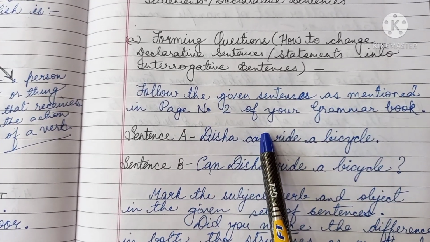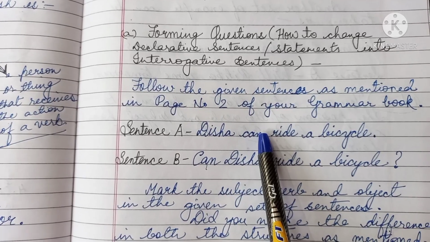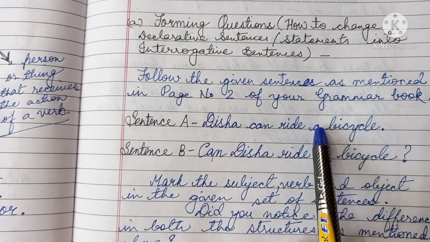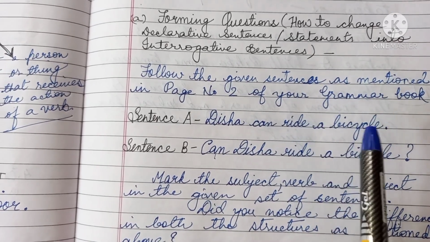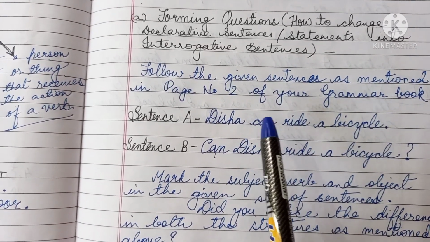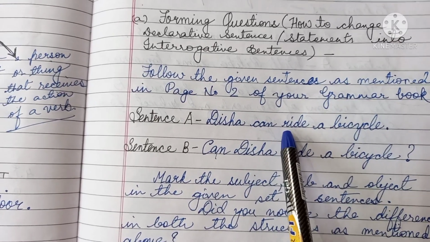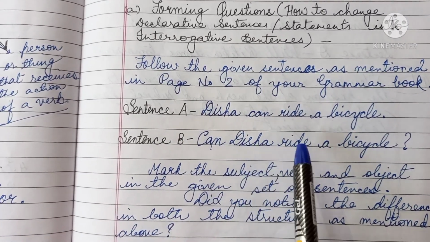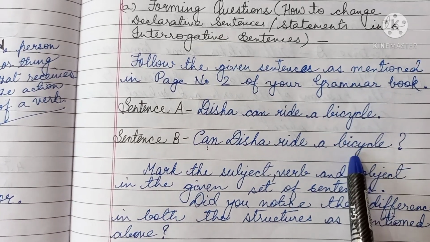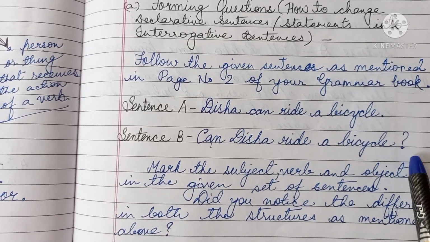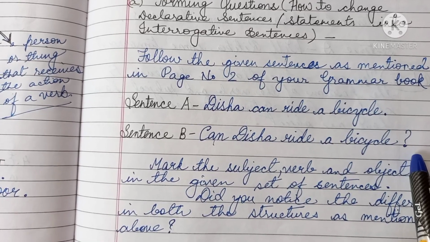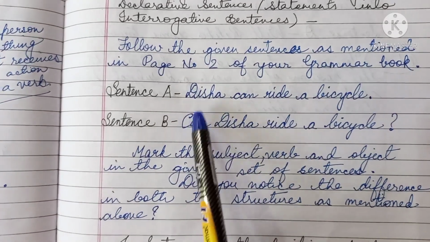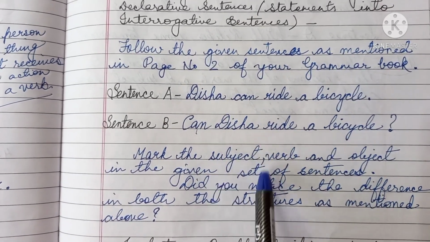There are a few examples mentioned in the book. Let's take them. Sentence A: Disha can ride a bicycle. It's a statement, or you can say it's a declarative sentence. In sentence B, you can see the sentence: Can Disha ride a bicycle? As you can see, there is a question mark at the end, and it has been changed into an interrogative sentence. Please mark the subject, verb and object in the given set of sentences.